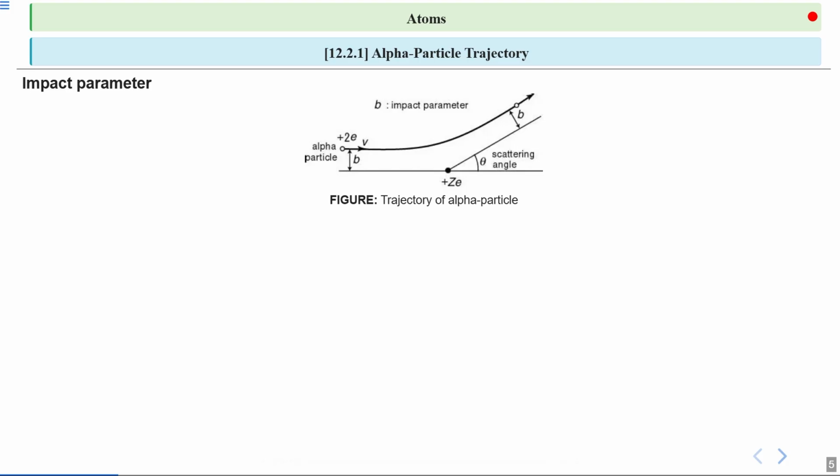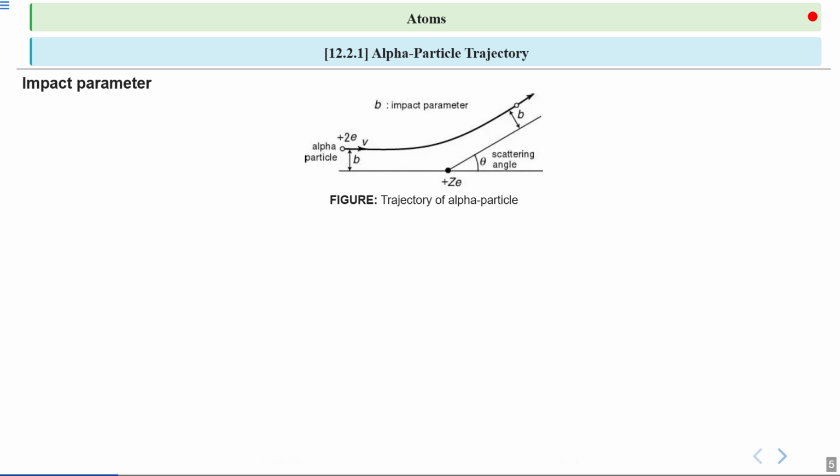So this diagram shows the trajectory of an alpha particle as it approaches a nucleus. You can see plus Ze, that is the nucleus. Z is the atomic number of that element whose nucleus is placed here. And the alpha particle, plus 2e, is coming towards the nucleus with initial velocity vector v. It is being scattered when it comes close to the nucleus, at some angle that is called the scattering angle theta.